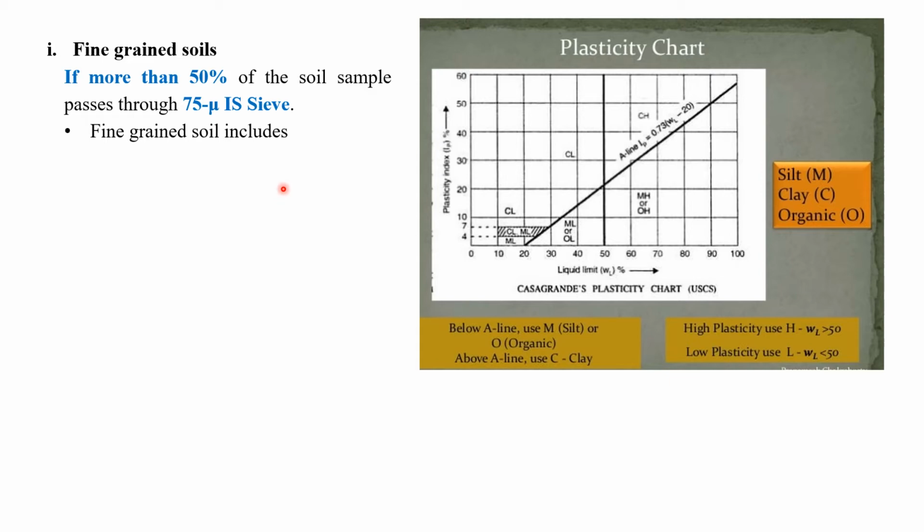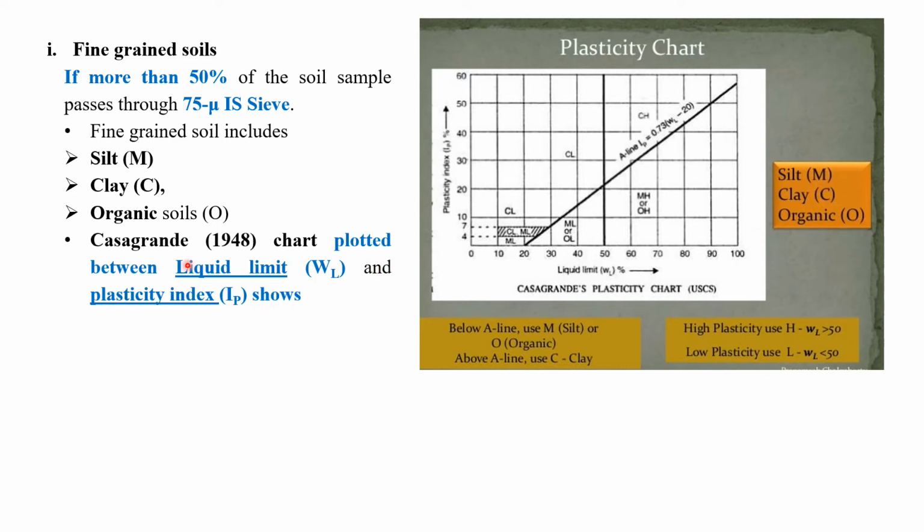In classifications we give the name of the soil, what type of soil it is, and that I will also tell you. See, fine grain soil normally includes silt, clay and organic soil. It is indicated by M, C and O. So the Casagrande chart, you can see this is the Casagrande chart, which has been plotted between liquid limit and plasticity index. Suppose you have two sets of data, one set for the liquid limit, another set for the plastic limit.